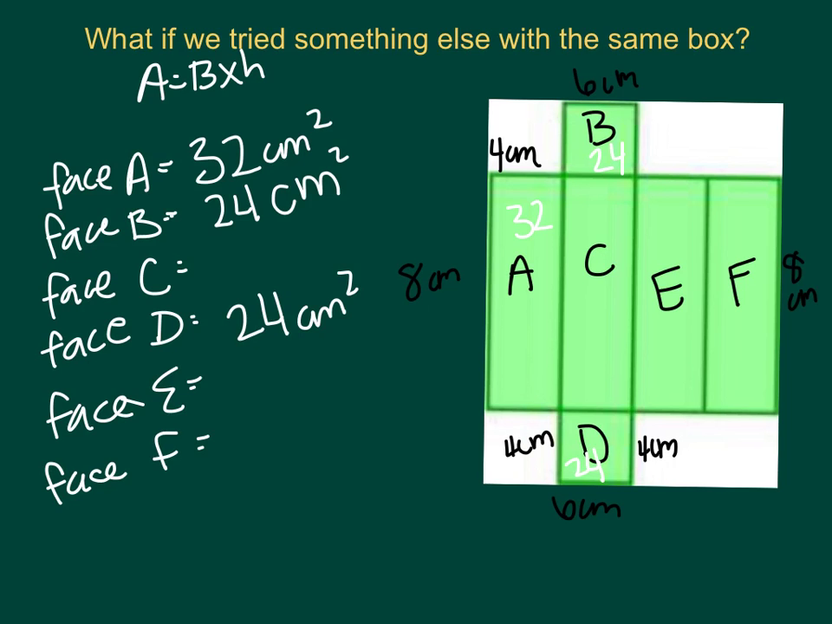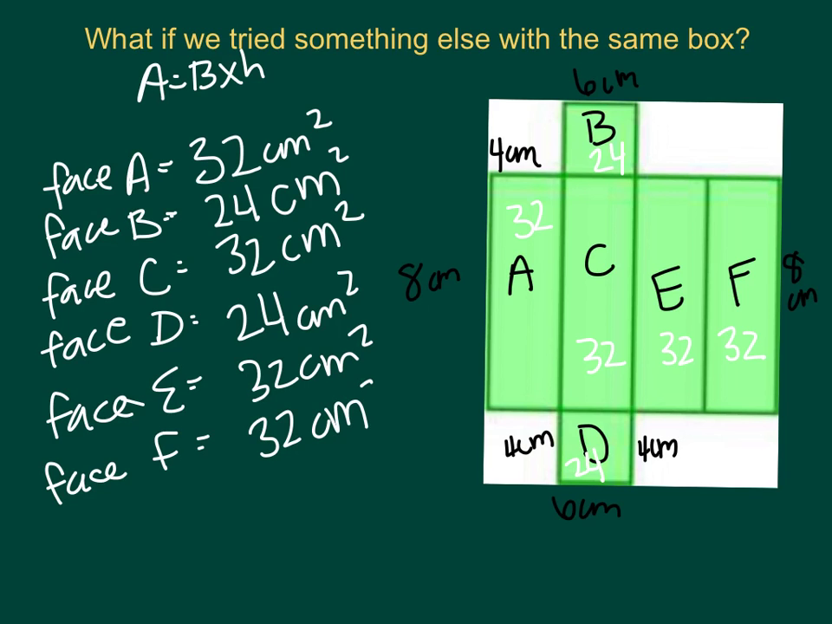Now look at C. I kind of skipped it for a second. The length here of C is 8, and the base is, again, 4. So this base C will have a 32 centimeters squared. And so will base E, and so will base F. Those are all the same. Okay?